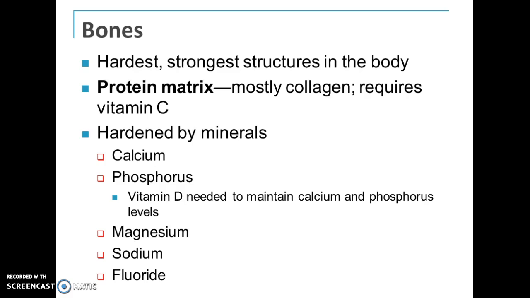So bones are the strongest and hardest structures in the body. They consist of a protein matrix that's mostly made of collagen, which remember requires vitamin C, and then they're hardened by the minerals calcium and phosphorus, magnesium, as well as a little bit of sodium and fluoride. And remember, vitamin D we talked about in the last chapter is needed to maintain the calcium and phosphorus levels.